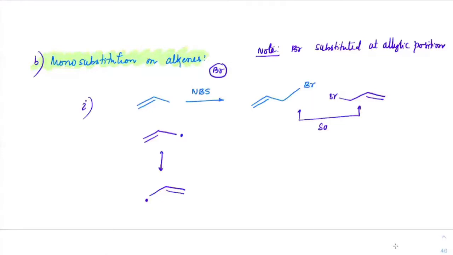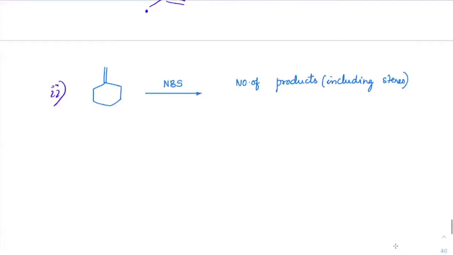And is this a chiral center? It is not a chiral center. So how many molecules will you get with respect to this propene? Only one molecule, one product you will get. Total possible also one. Correct.